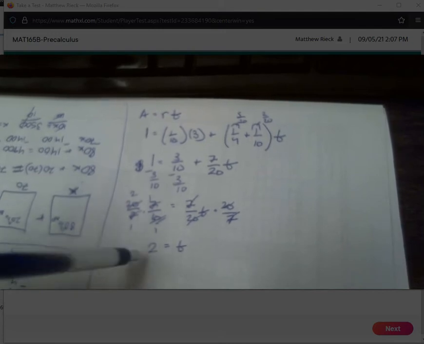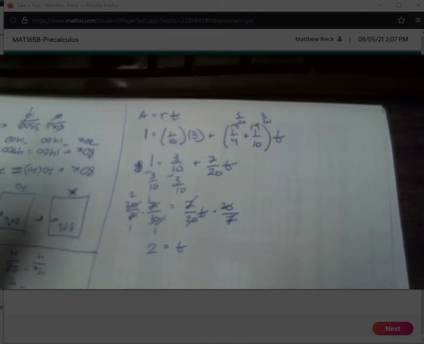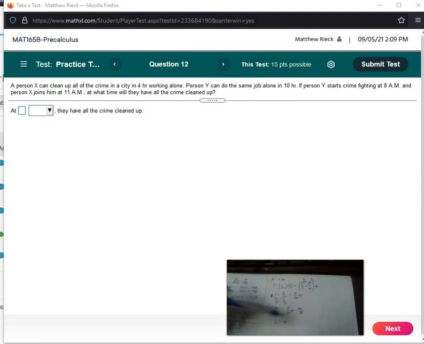All right, in this case, we end up with a positive number, so that's fine. The second question we need to ask ourselves is, does it actually answer what the original problem is asking? So again, T represents the amount of time that they're working together. So we're asked, what time will they have all the crime cleaned up?